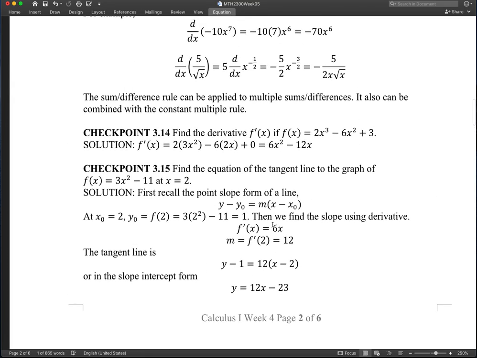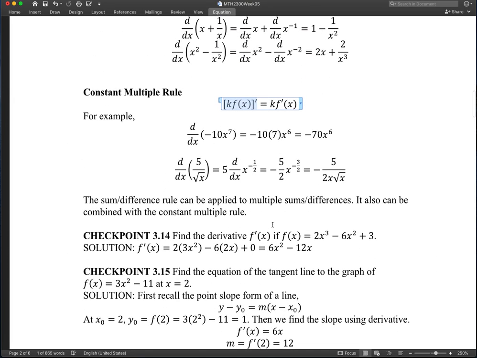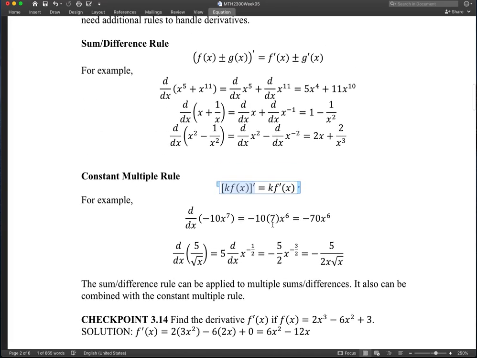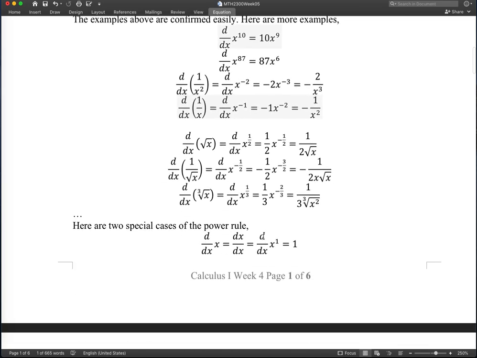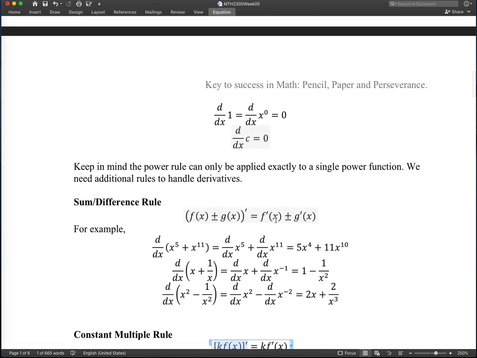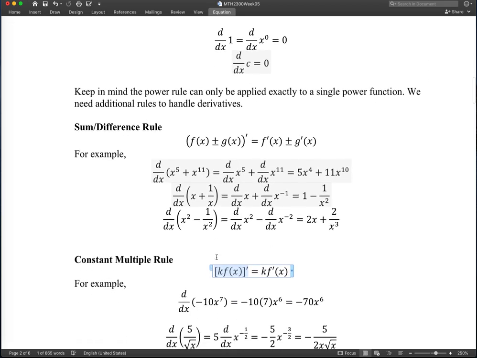So far, in 3.3, we covered 3 rules. The power rule right here. And also the sum and the difference rule; they should be considered a single rule, the same thing. And then the constant multiple rule. Altogether, they let us handle many different functions. But anyway, they will always have to be generated from power functions.